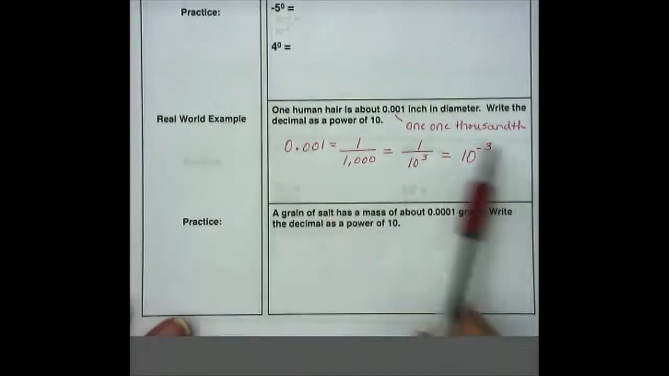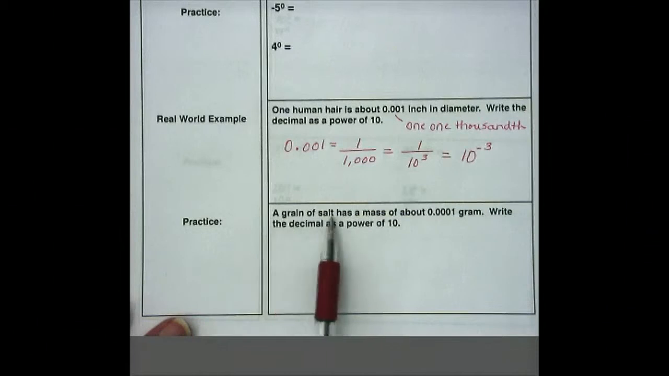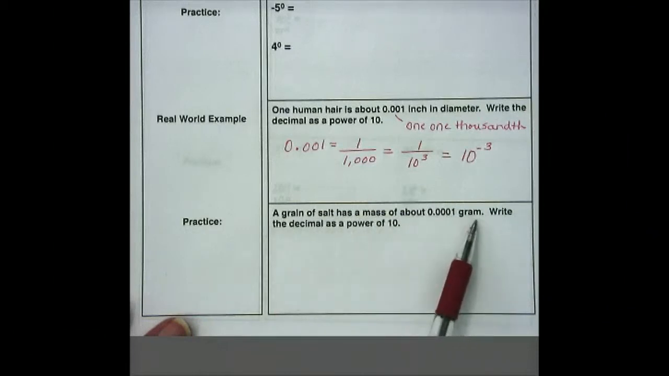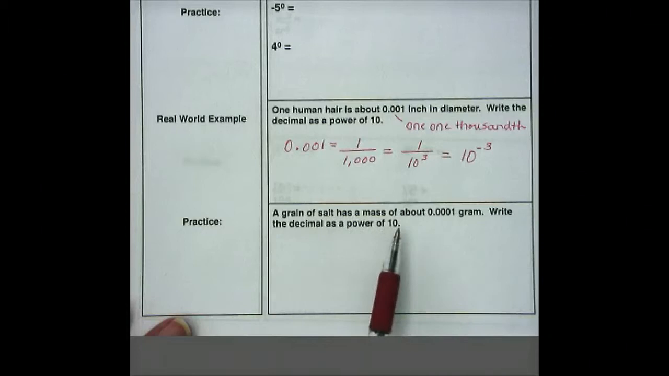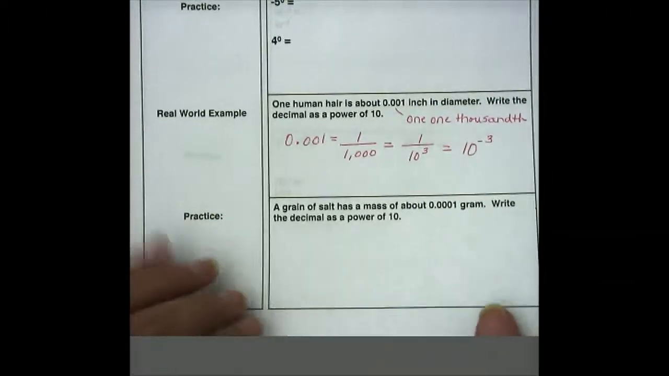Now, I want you to use this example, and I want you to look down at the practice problem. It says a grain of salt has a mass of about 1/10,000th gram. Write the decimal as a power of 10. Now, we just did this with 1/1000th. This one is just a little bit different with 1/10,000th gram. So I want you to take just a second, use your brains, use your notes, and see if you can come up with an answer to this practice problem. When you're finished, come back and we'll complete the lesson.